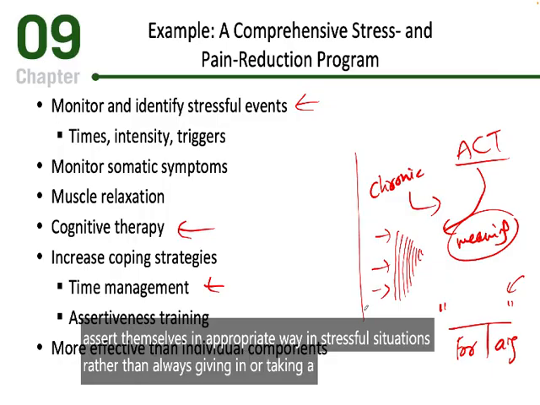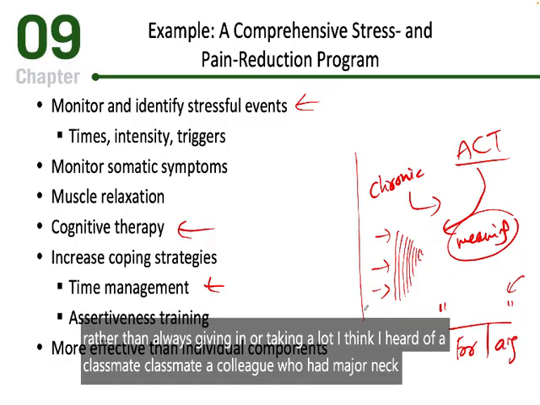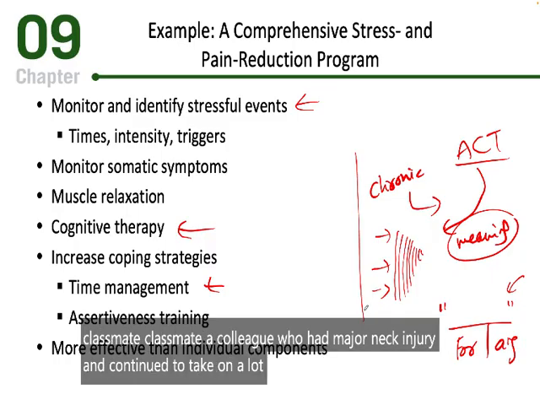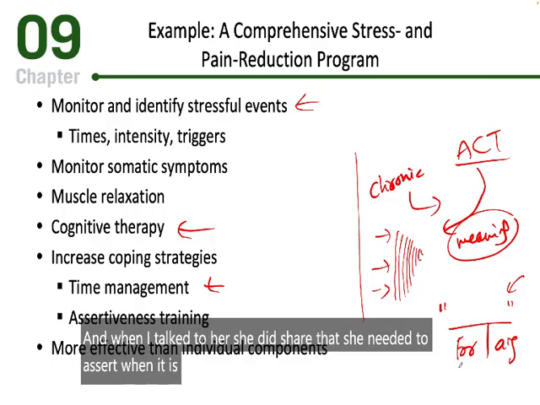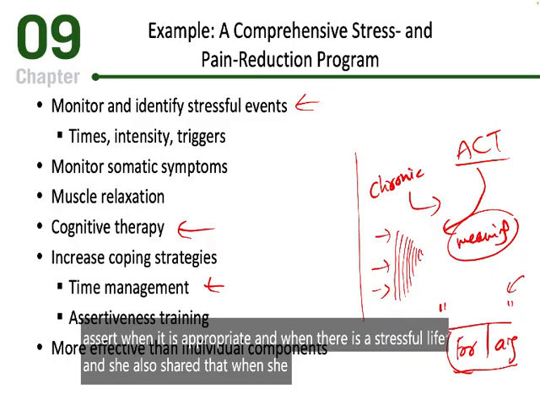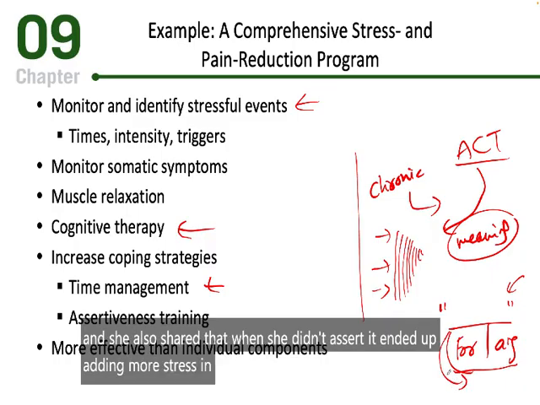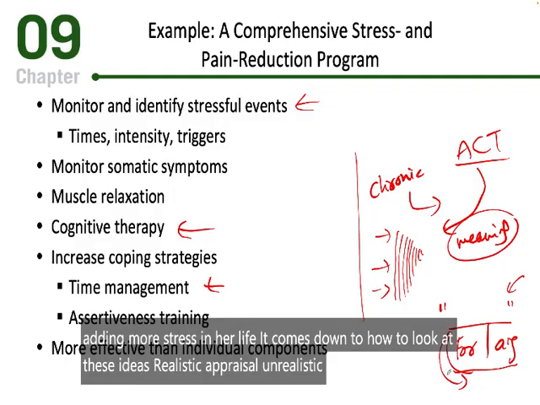I think I heard of a classmate, a colleague who had a major neck injury and continued to take on a lot of responsibilities. And when I talked to her, she did share that she needed to assert when it is appropriate and when there is a stressful life. And she also shared that when she didn't assert, it ended up adding more stress in her life. It comes down to how to look at these ideas: realistic appraisal, unrealistic negative thoughts, and asserting yourself.